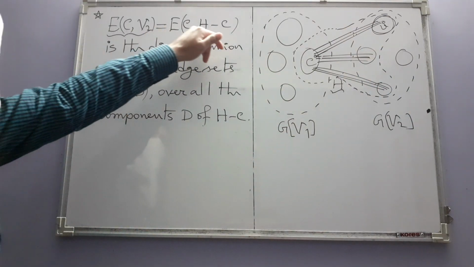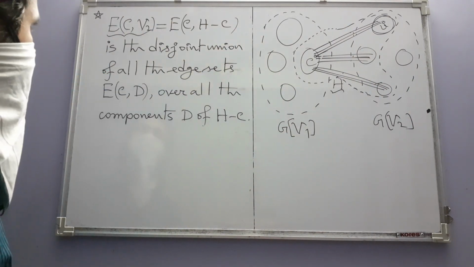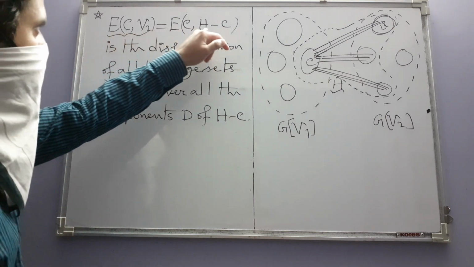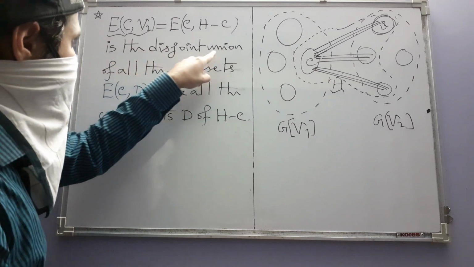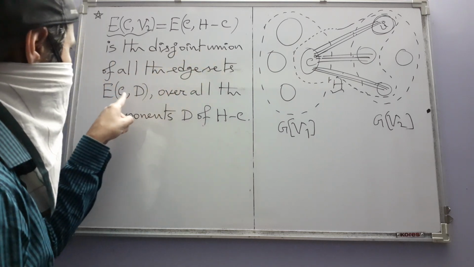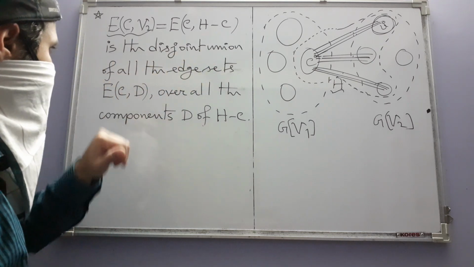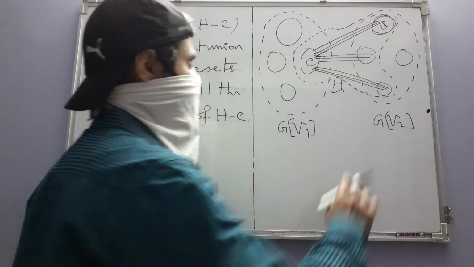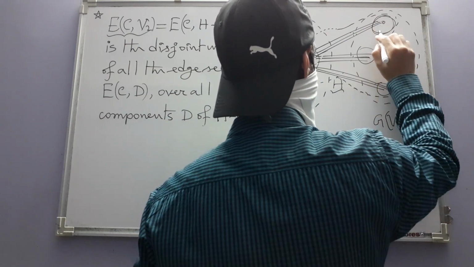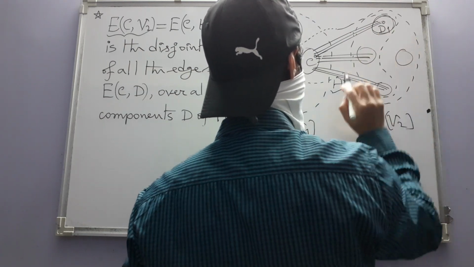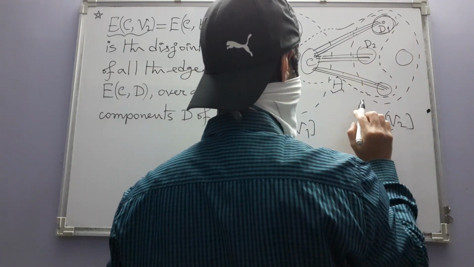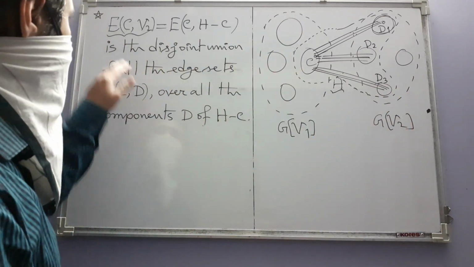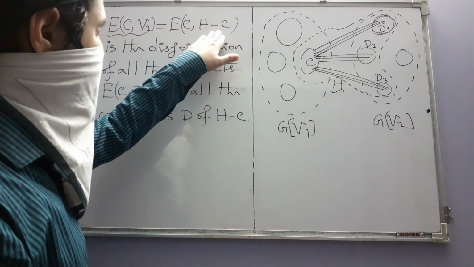So that's why we write C H minus C. And what else are we writing? That this set is the disjoint union of all the edge sets E(C, D) over all the components D of H minus C. So for example, this is say one component D1, this is another component D2, this is another component D3. And it is clear why this is a disjoint union.